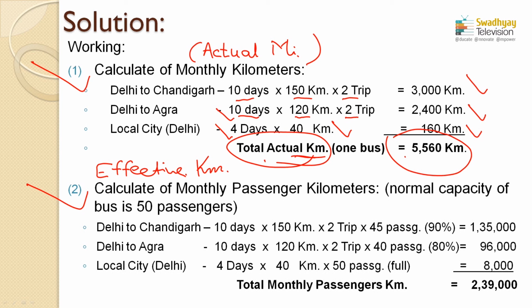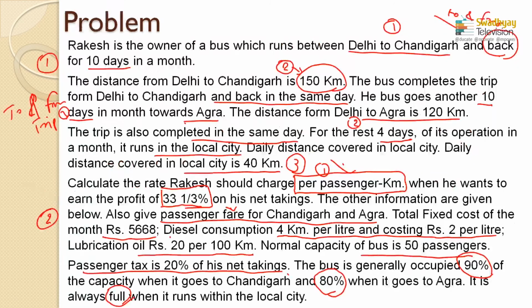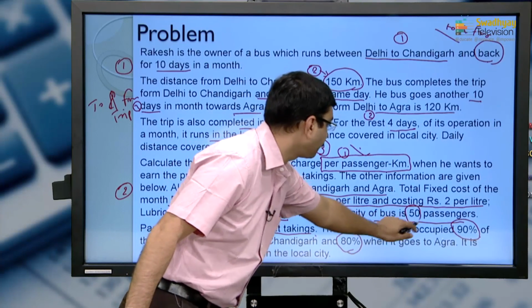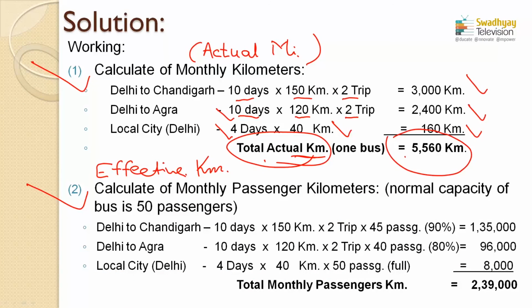Now, moving to the second part, we will find out the effective kilometers, that is the calculation of monthly passenger kilometers. The normal capacity of the bus is 50 passengers, which we identified from the question itself. So, now we will find out how much the total effective mileage is.